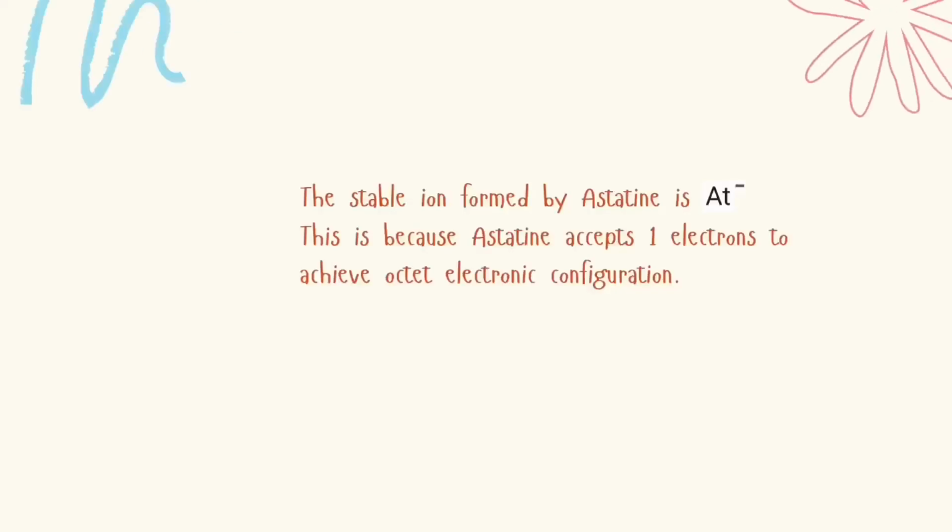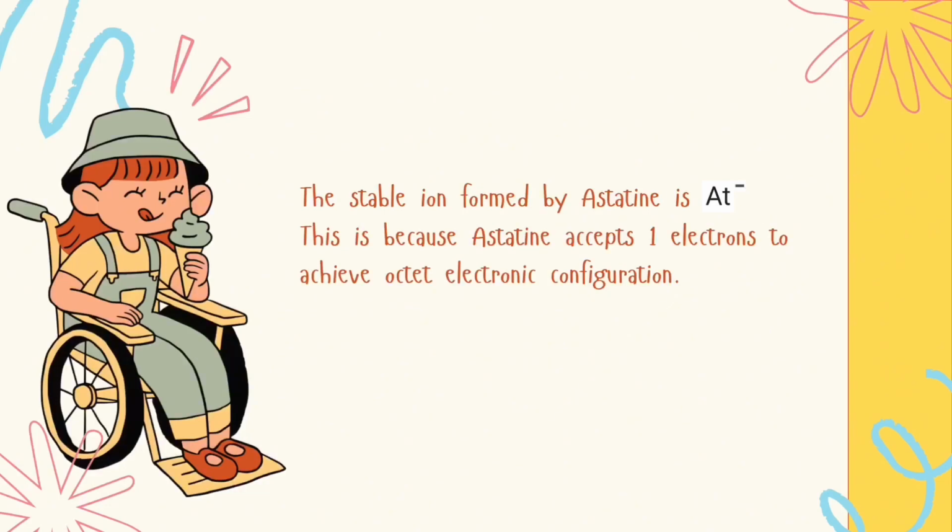Moving on to the next point, the stable ion formed by astatine is At-, which is an anion. This is because astatine accepts 1 electron to achieve octet electronic configuration.